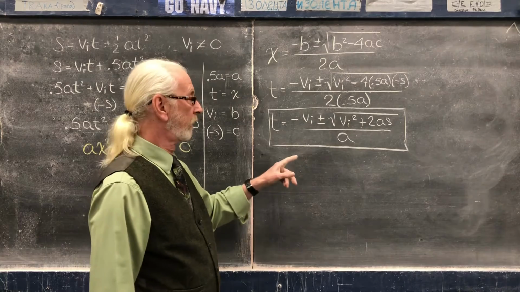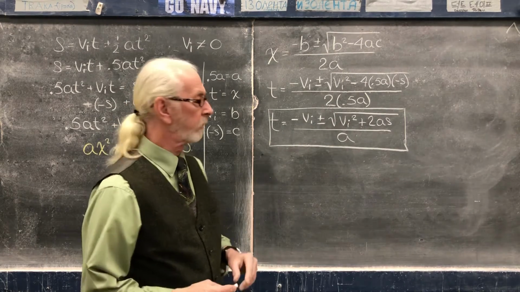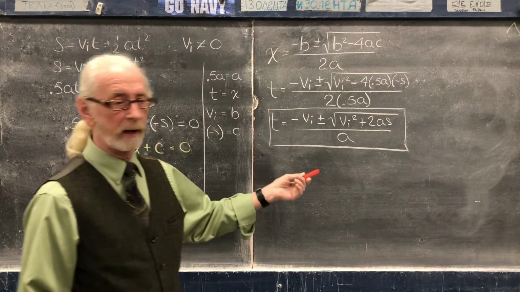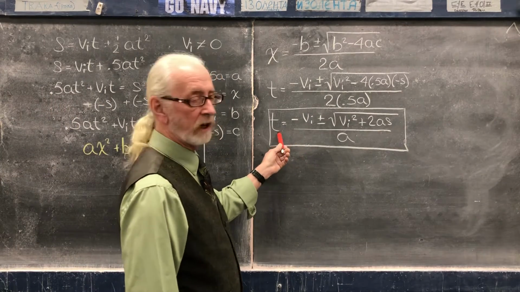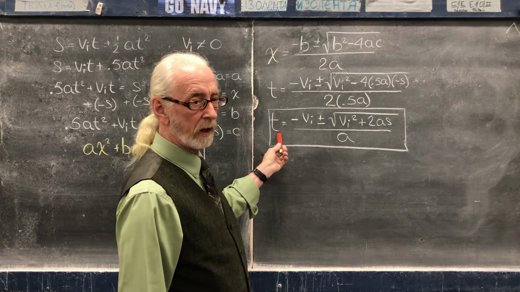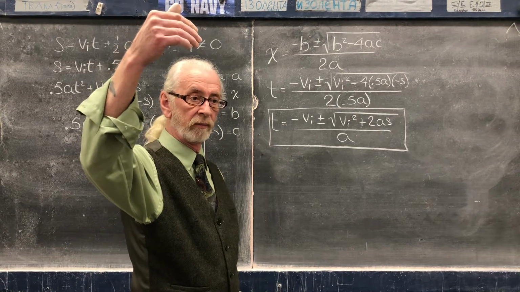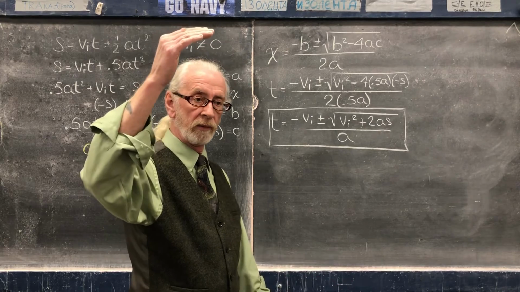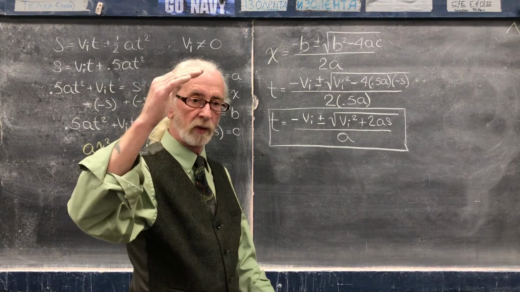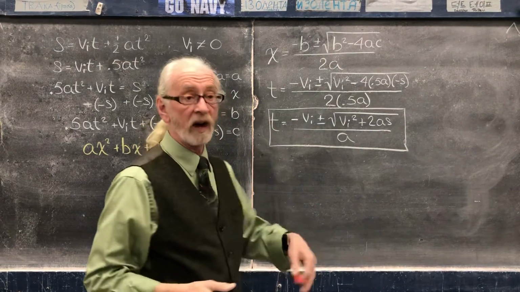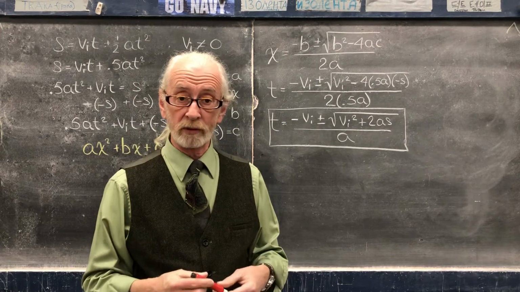Now here's where the punchline comes. If you thought this was the punchline, no, that's just leading up to it. So this is how we would solve for time. If we had an object falling off a cliff, we knew how far it was going, we knew what the rate of acceleration was, we knew what the initial velocity was, this is how we would figure out how long it would take to get to where it's going.